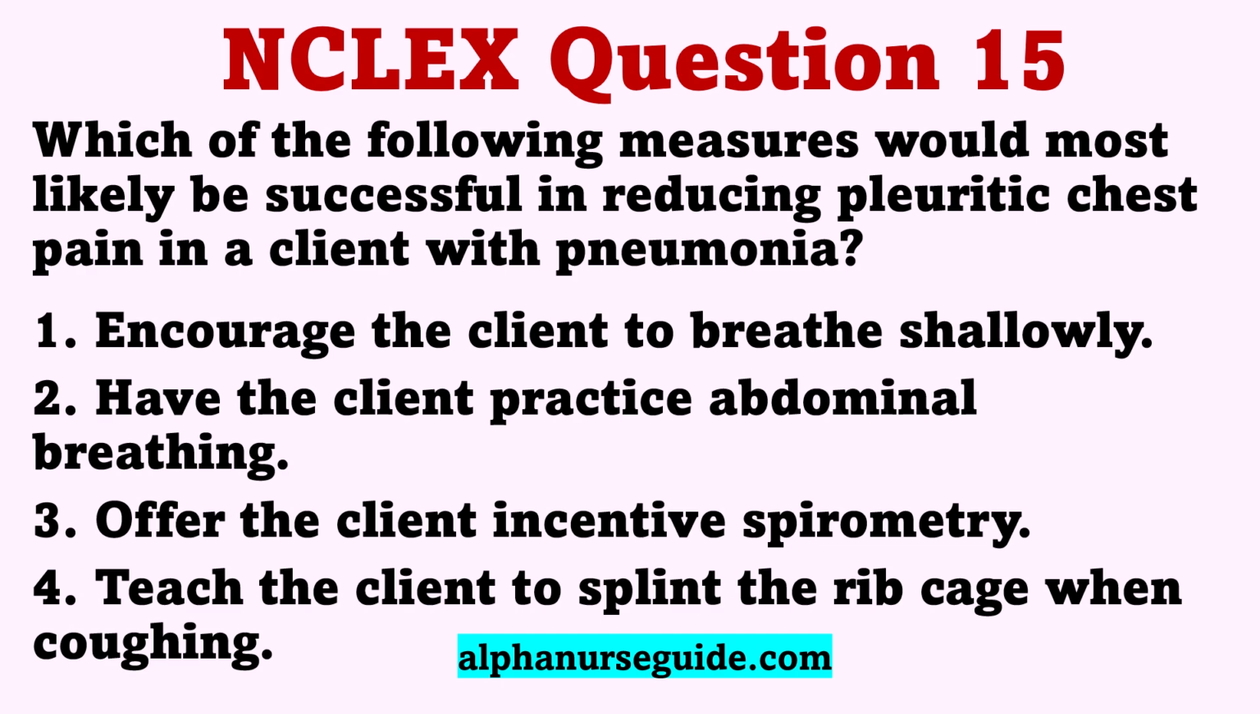The correct answer is 4. The pleuritic pain is triggered by chest movement and is particularly severe during coughing. Splinting the chest wall will help reduce the discomfort of coughing. Deep breathing is essential to prevent further atelectasis. Abdominal breathing is not as effective in decreasing pleuritic chest pain as splinting of the rib cage. Incentive spirometry facilitates effective deep breathing, but does not decrease pleuritic chest pain.